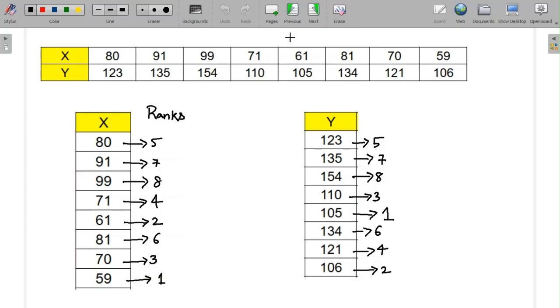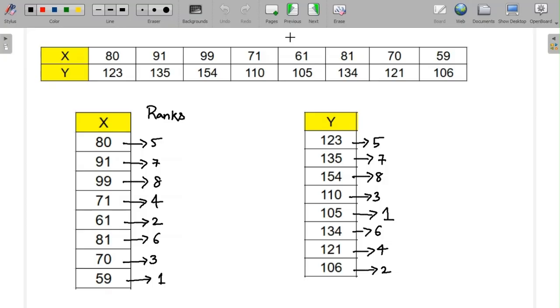So the first problem that I take up is an observation set which has 8 observations. I have first assigned ranks to values of x. Clearly, 59 is the smallest observation, so that gets rank 1. 61 is next, that is rank 2. 70 follows with rank 3. 71 is at rank 4. 80 is at rank 5. 81 is at 6. 91 is at 7. And 99 is at 8.